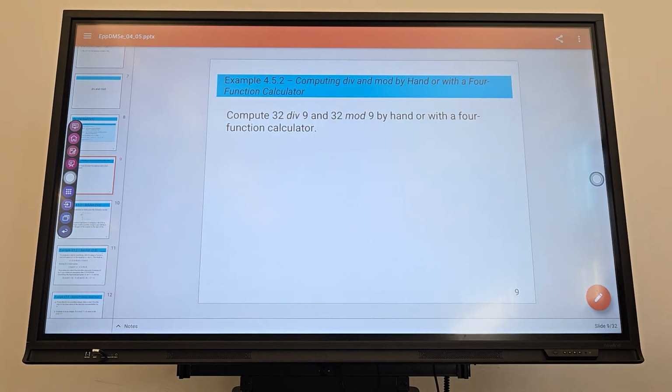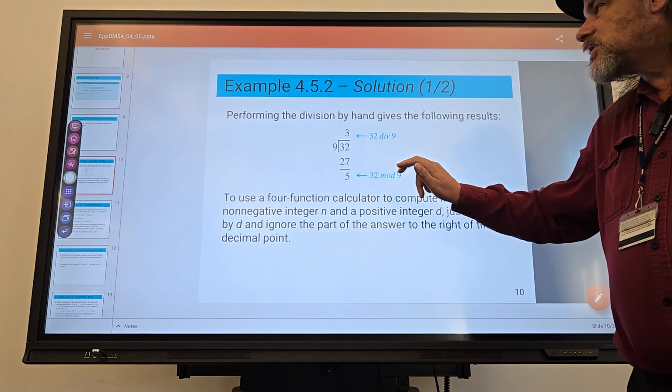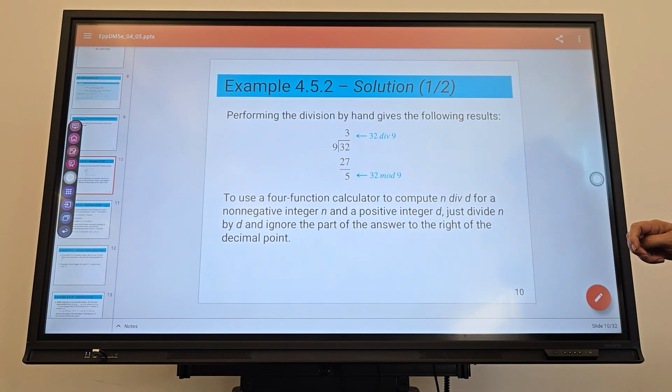Compute 32 div 9 and 32 mod 9 by hand. Okay. Three and five. Obtained by long division here.